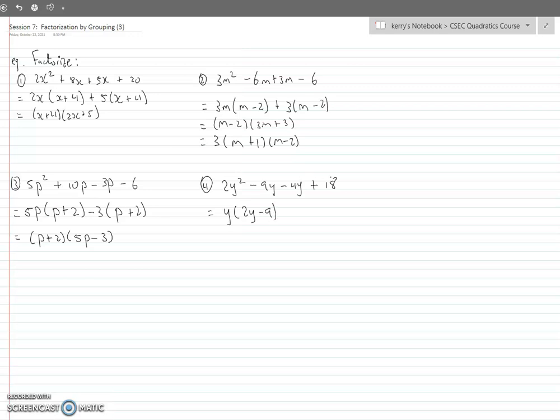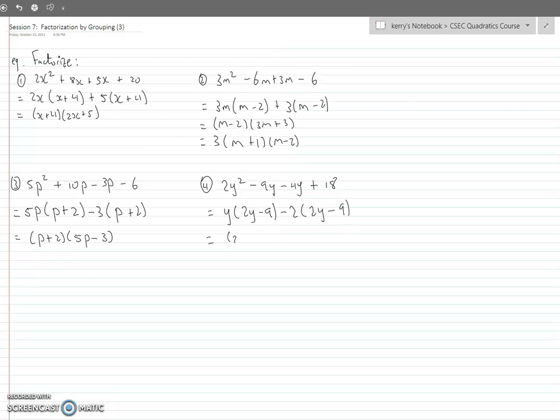Now from these two terms, you have to be very careful. Let's say we want to leave the negative here. I could still only take out 2. Negative 4y divided by negative 2 is positive 2y. 18 divided by negative 2 is minus 9. And again, we end up with the same 2y minus 9.